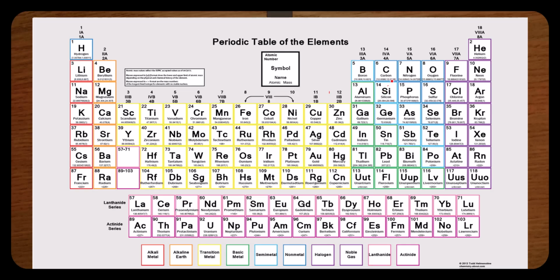I'm just going to fire a few of them off. So if we wanted silicon, it's in group 4A, so it's going to have 4 valence electrons. The symbol is Si, so we put 4 dots around the symbol. If we wanted sodium, it's in group 1A, so it gets 1 valence electron. It's going to have 1 dot.